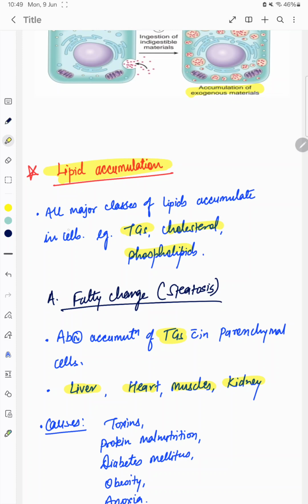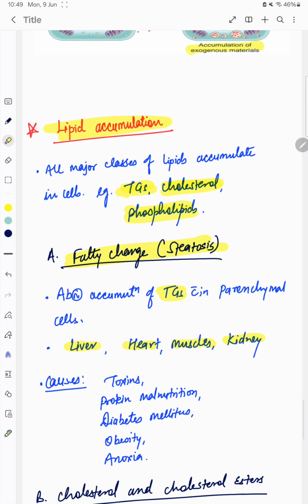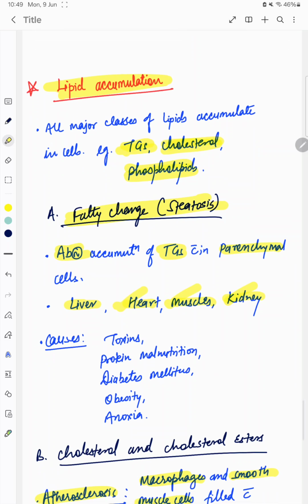Lipid accumulation. All the major classes of lipid accumulate in cells, namely triglyceride, cholesterol and phospholipids. Fatty change, also known as steatosis, is abnormal accumulation of triglyceride in liver parenchymal cells, known as fatty liver. Fatty changes can be seen in other cells of our body, like cells of the heart, muscles and kidney. Causes of these fatty changes may be exposure to toxins, protein malnutrition, diabetes mellitus, obesity and anoxia.